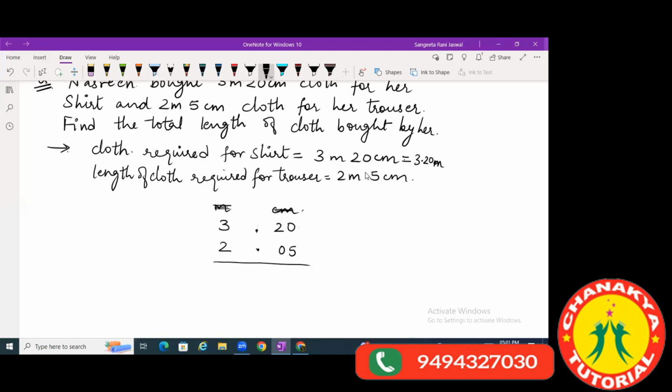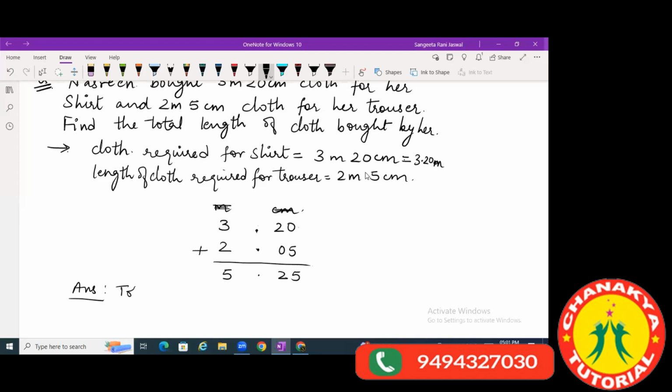Okay. Now we add them up. What answer do you get? Now tell, Harshit. Yes, Harshit, tell the answer now. Ma'am, the answer is 5 meters, 25 centimeters. Very good. That's 5 meter, 25 centimeters. So how will you write your answer?